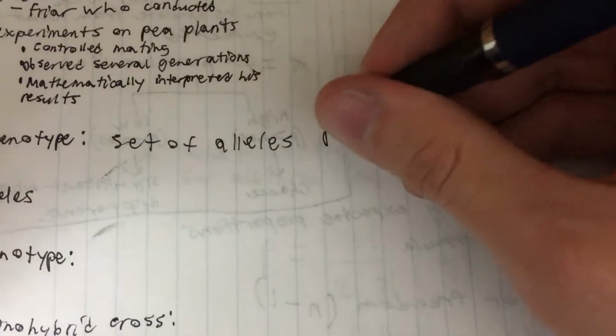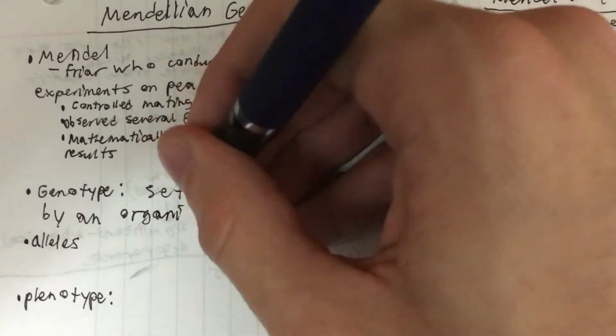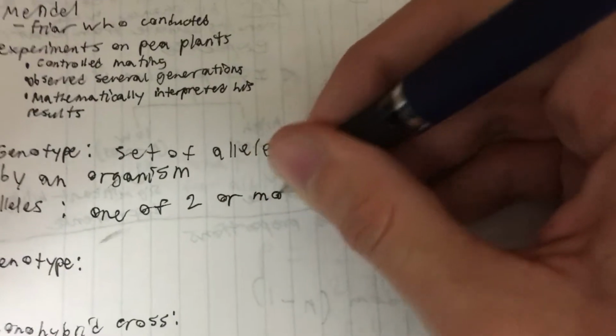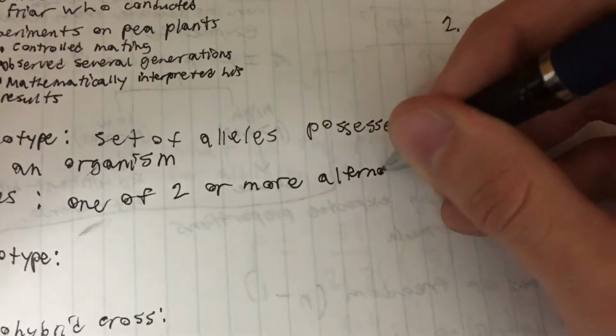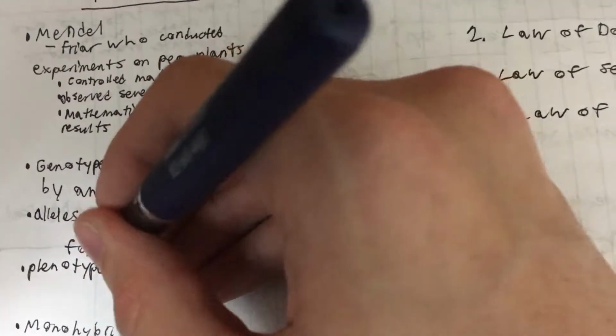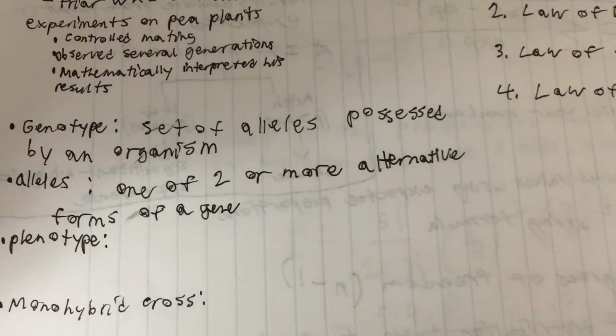Some important terminology before we get into the rest. Genotypes. A genotype is a set of alleles possessed by an organism. And alleles are one of two or more alternative forms of a gene. And one can be dominant and the other can be recessive.